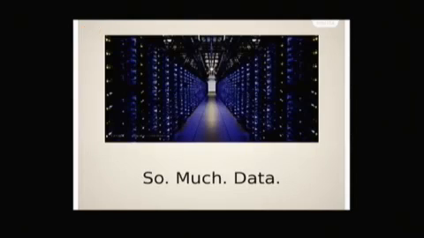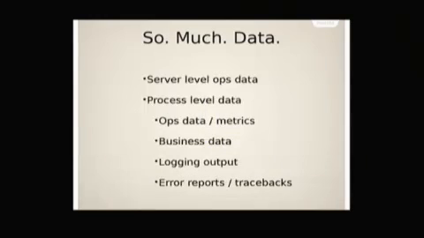We at Mozilla Services build services that live on the web, live in the cloud, and they run on servers. And one thing we've realized is when you run a lot of services on a lot of servers, you end up with a lot of data. A lot of different types of data, too. There is server-level, system-level operations data. There's process-level operations data. There's metrics. There's business data, log file output, error reports, tracebacks, you name it. The list goes on. Lots of different types of data.